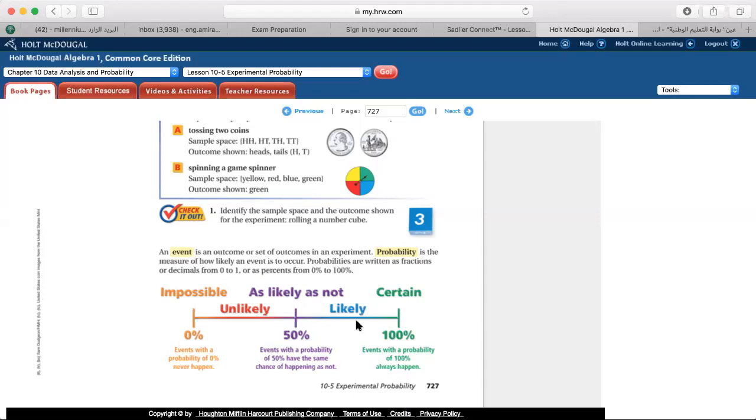So now I have 5. I have impossible and I have certain. Impossible is 0%, certain is 100%. Sure, it will happen, sure, it will not happen for the impossible. 50% is in the middle. Likely is going to the certain. Unlikely is going to the impossible. Okay, girls, let's go to the second page.